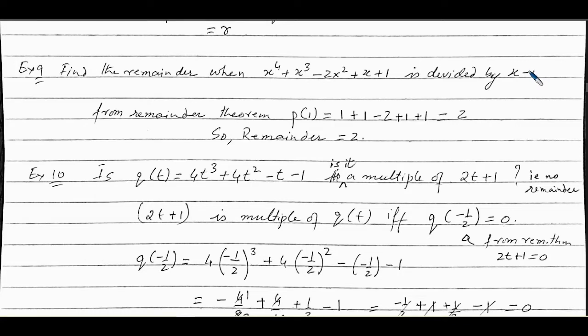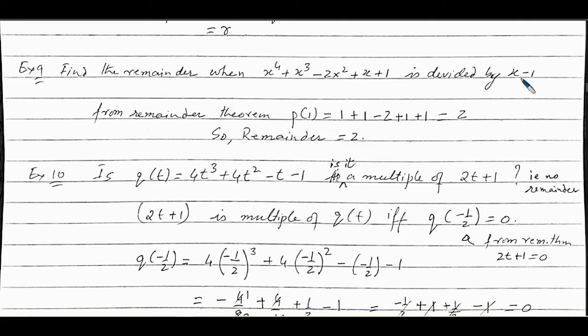So what I have to do, I substitute x is equal to... this is x minus 1, so x is equal to 1, so that this becomes 0. So for x is equal to 1, I substitute here. So p of 1 is 1 plus 1 minus 2 plus 1 plus 1, which is equal to 2. So the remainder will be 2.